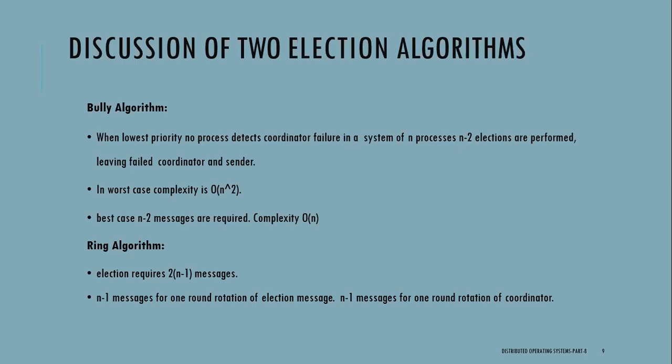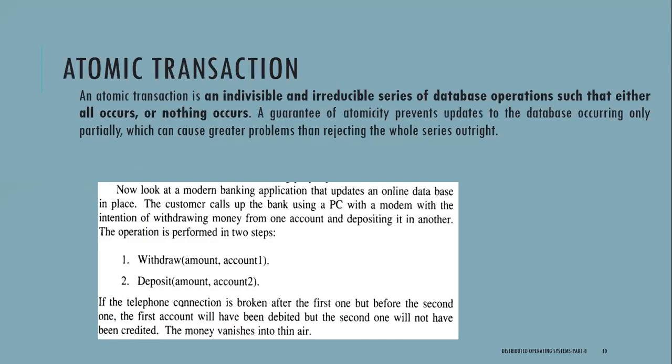The best case is n minus 2 messages required. The complexity is O of n. In the ring algorithm, election requires 2 times n minus 1 messages: n minus 1 messages for one round rotation of the election message, and n minus 1 messages for one round rotation of the coordinator message.